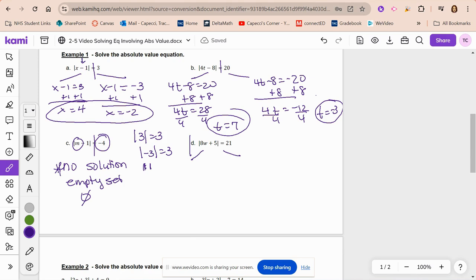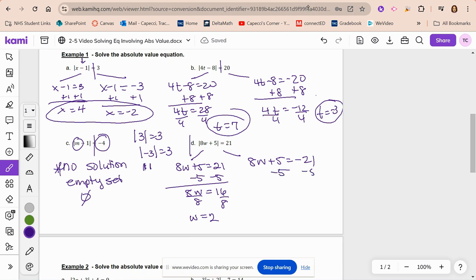All right, let's keep trying. The next equation we have, again, the absolute value is isolated, so I'm going to split it. Is equal to positive 21, and 8w plus 5 is equal to negative 21. I'll start with the first equation. I have 8w is equal to 16. Divide both sides by 8, and w is equal to 2.